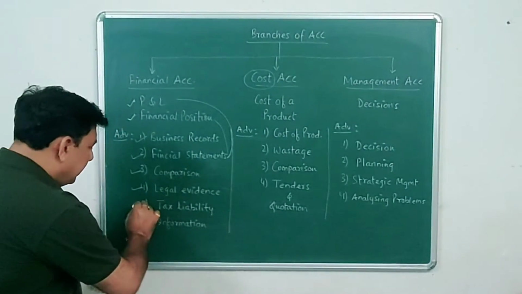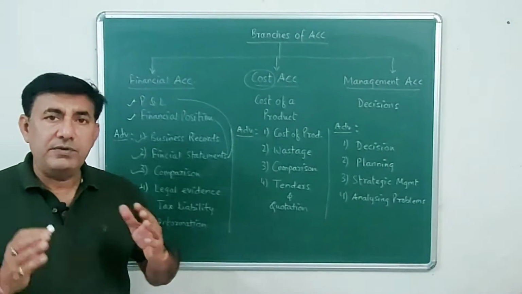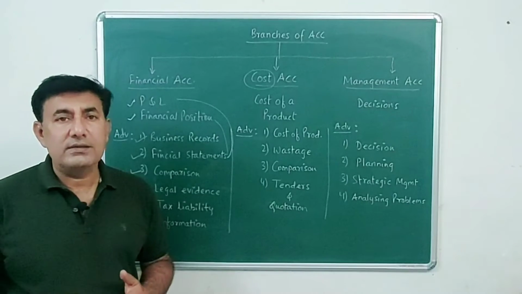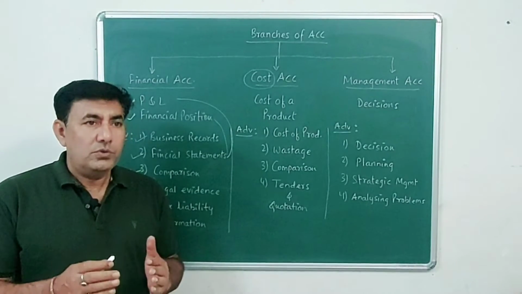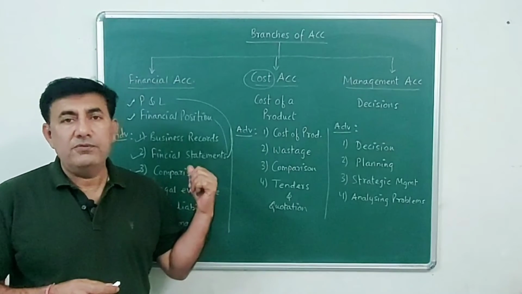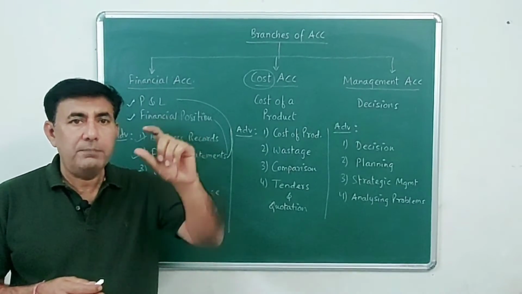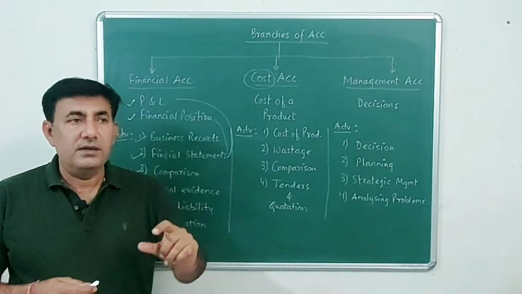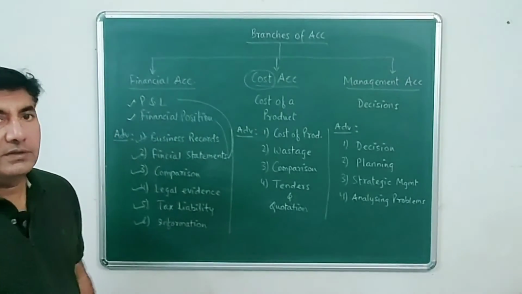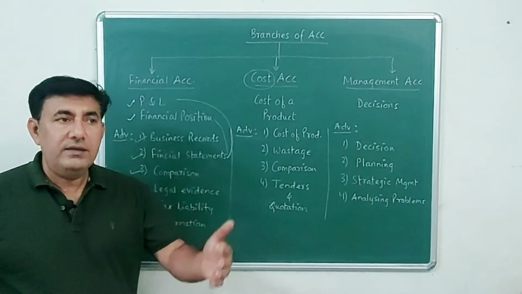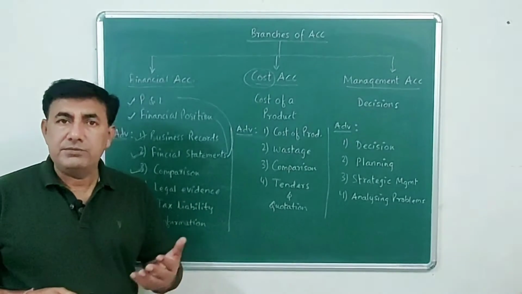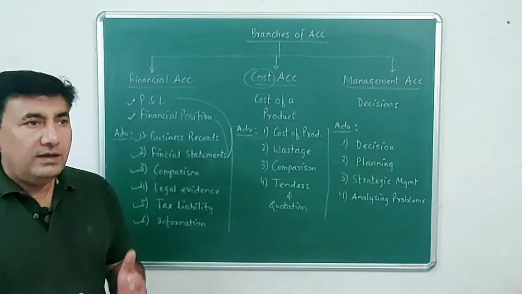Then comes tax liability. Now the company has to pay tax. There are various types of taxes: sales tax, excise duty, income tax, property tax. Lot of taxes are there. So to find how much tax is to be paid to the government, that can only be determined with the help of financial accounting. We should know what profit we have made in this year and how much tax we have to pay. Like that, information. Lastly, information is like communicating the financial result of the company to the interested users. Just now I told you about the different types of users who are always interested in the operations of a company.